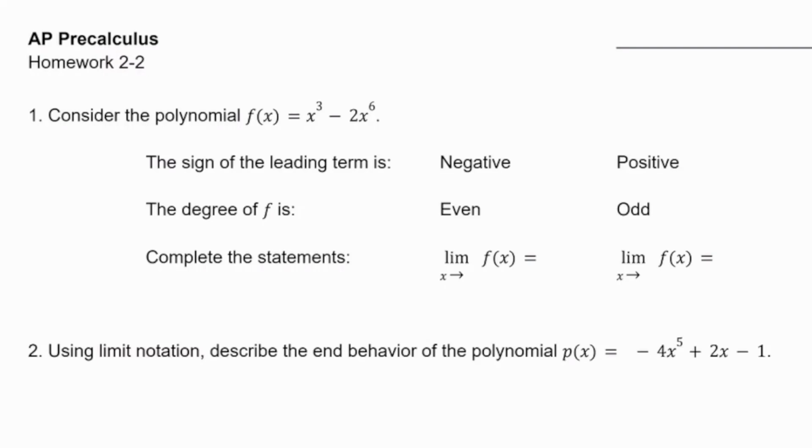I'm going to be working AP Pre-Cal Homework 2.2, and this is going to be mostly about the end behavior of polynomials. So we're going to look at f of x first, which is x to the 3 minus 2x to the 6. Okay, so I think what we're supposed to be looking at mainly here is the 2x to the 6. It's the highest degree term. That's going to tell us basically everything we need to know about the overall behavior of the polynomial.